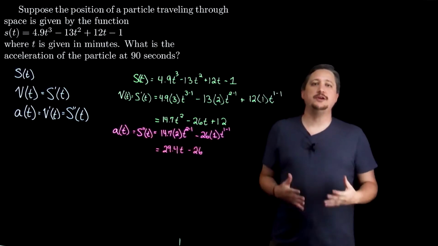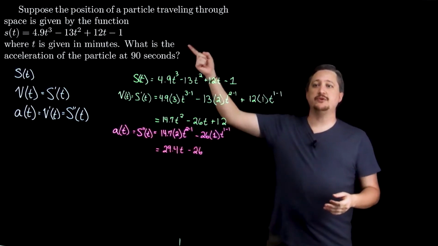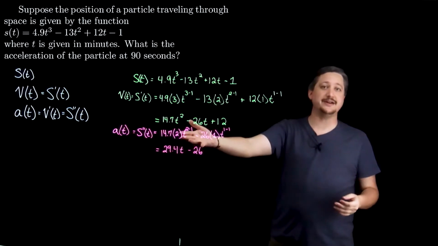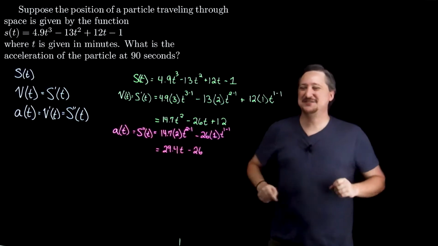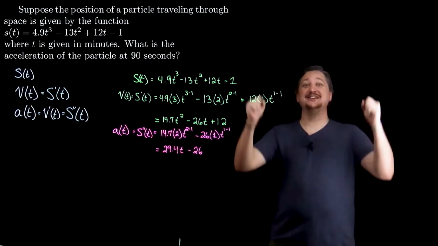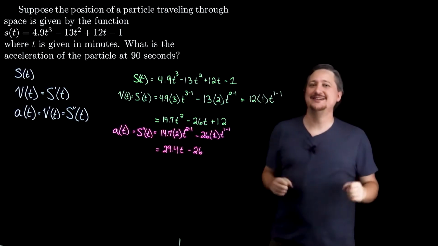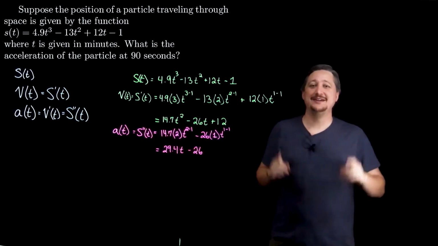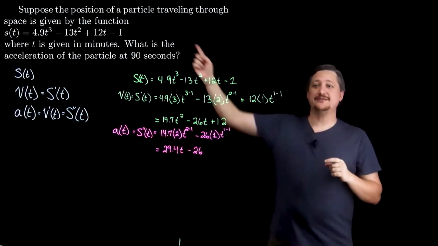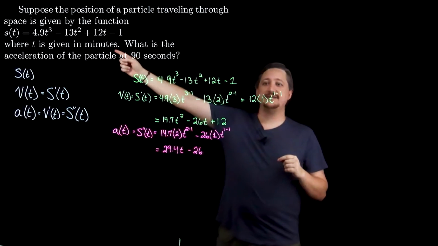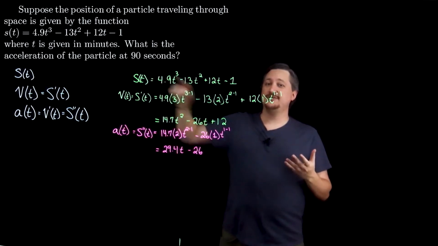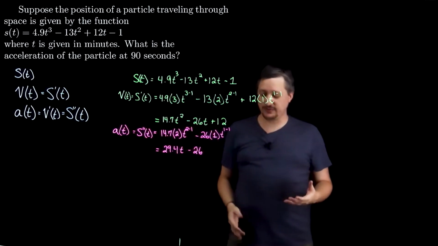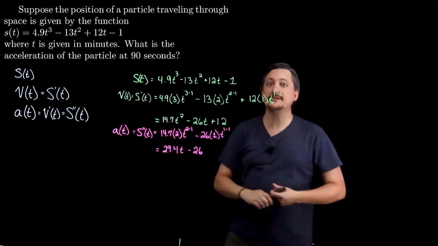So it seems like it would be pretty straightforward. It wants the acceleration at 90, so I just plug in 90, right? No. So hopefully you were yelling at your screen, no, don't make the mistake. Classic easy mistake to make. Remember, we want to look at the units. T here is in minutes, and the time it gave me was in seconds. So I have to convert that. In particular, 90 seconds is really 1.5 minutes.